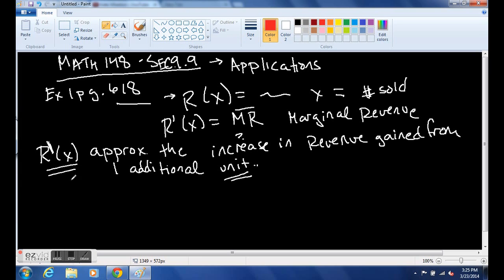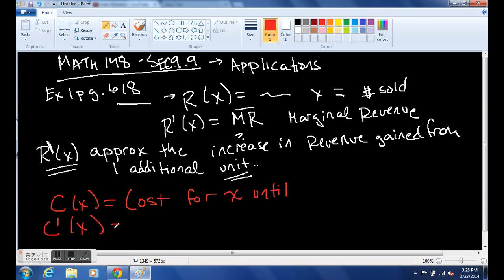So here's another application. Suppose you have a cost function, and C of x is the cost. You'll notice there's a difference between the revenue and the cost. The revenue is how much money you're bringing in. The cost is how much it costs you to make it. So the cost function, to make x units of things, blenders, printers, whatever, the first derivative of the cost function is, they write it like this, MC. So you can probably imagine, yes, it is the marginal cost.